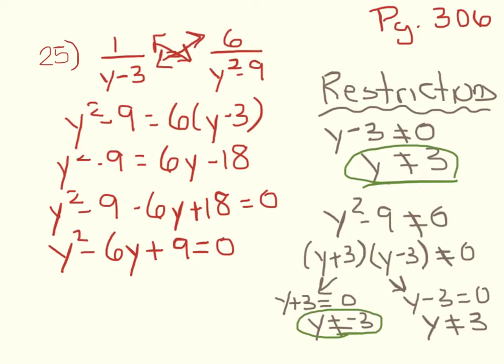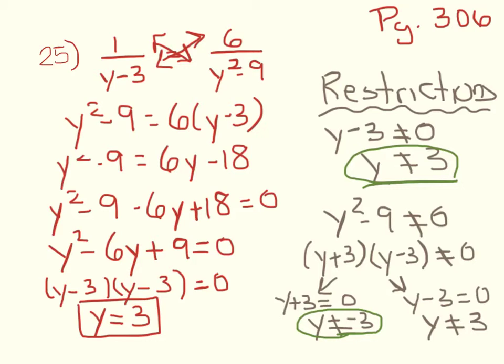Now we must factor. So I ask myself, what times what is y squared? Well, it's y and y. And what multiples of a positive 9 equal a negative 6? Well, since it's a positive 9 adding up to a negative, we know it must be a negative and a negative, 3 and 3. Therefore, when I set both of those equal to 0, I get that my solution to this problem is y equals 3. But hold the boat! If we look over to the right-hand side, we see that y cannot equal 3.